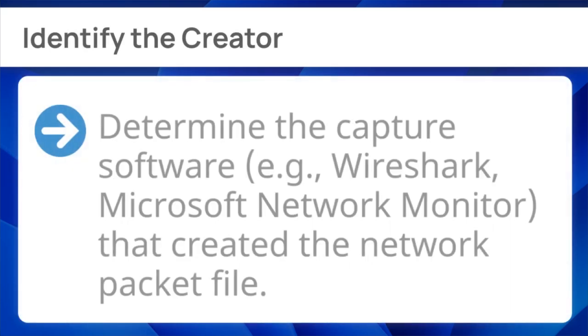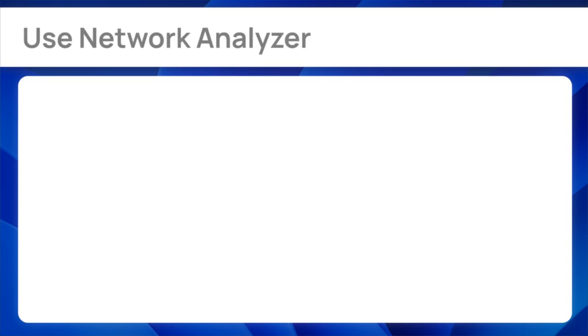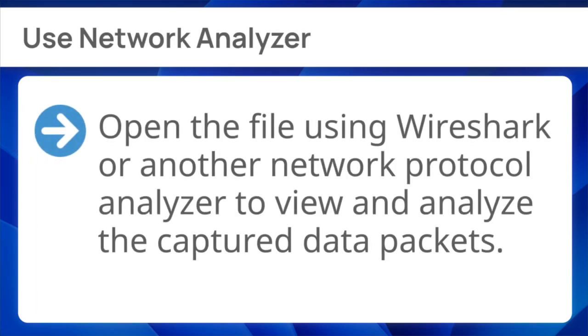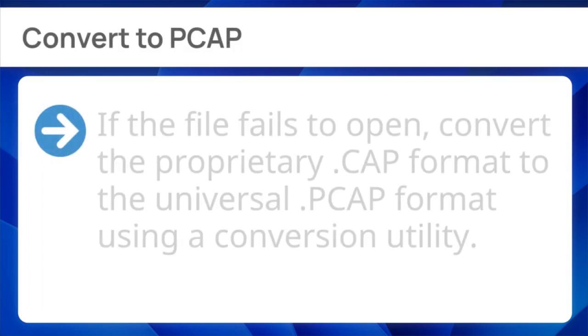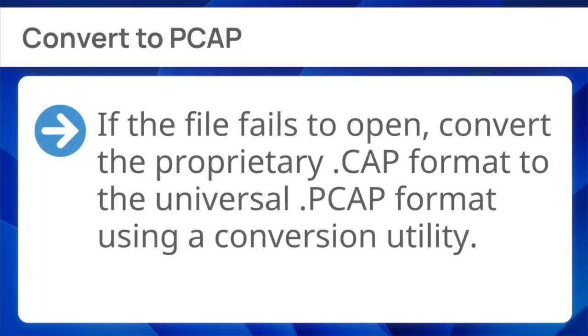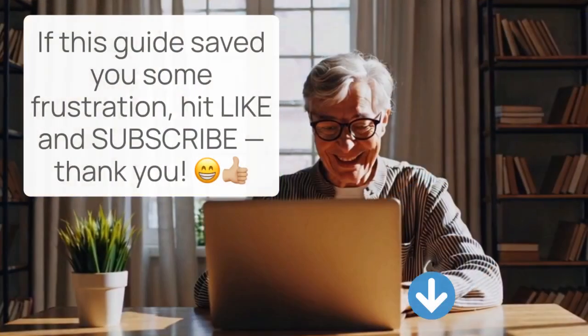First, identify the creator. Determine the capture software, e.g. Wireshark, Microsoft Network Monitor, that created the network packet file. Next, use Network Analyzer. Open the file using Wireshark or another network protocol analyzer to view and analyze the captured data packets. Finally, convert to PCAP. If the file fails to open, convert the proprietary .cap format to the universal .pcap format using a conversion utility. Your file corruption should be history.